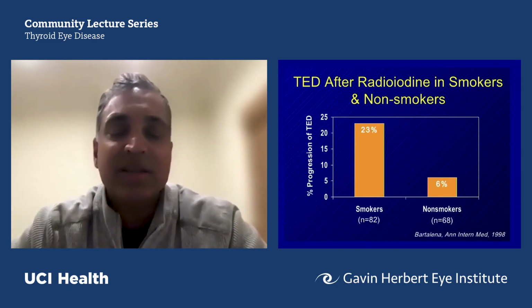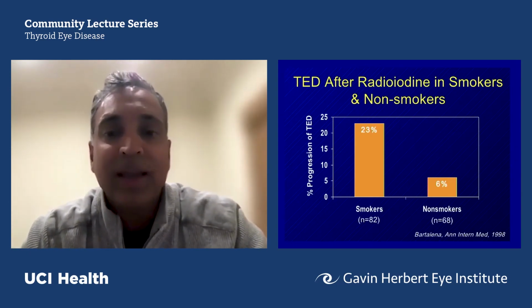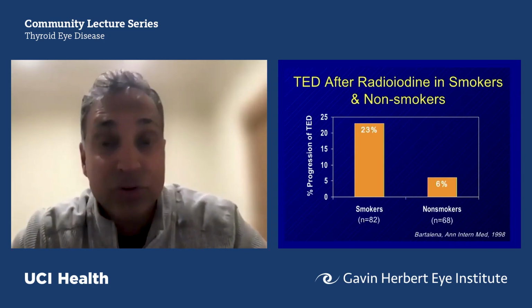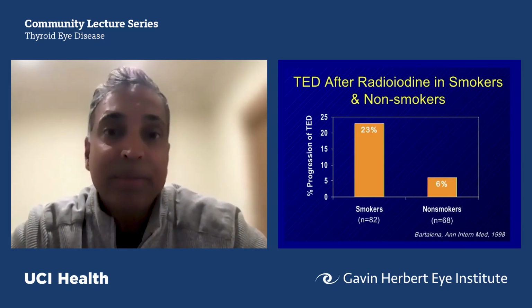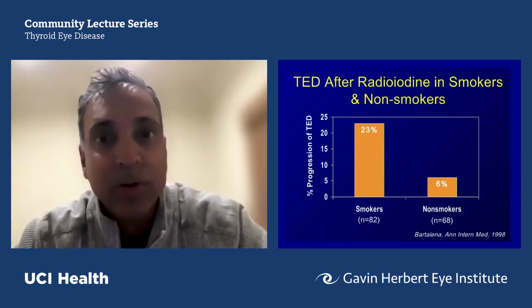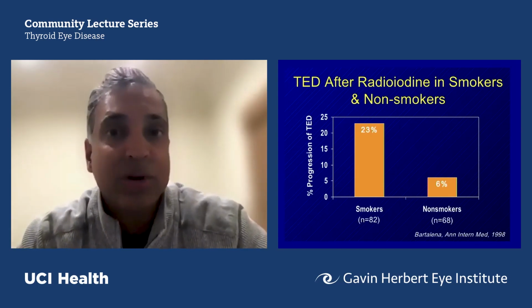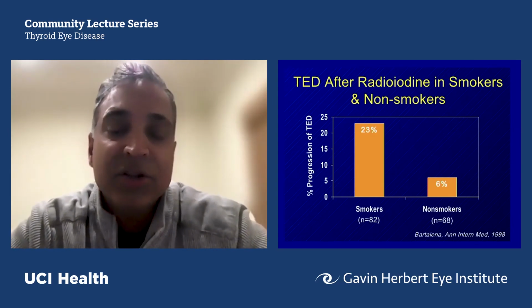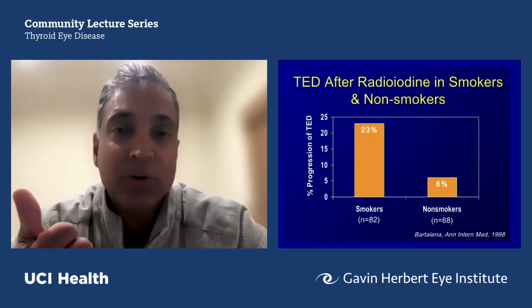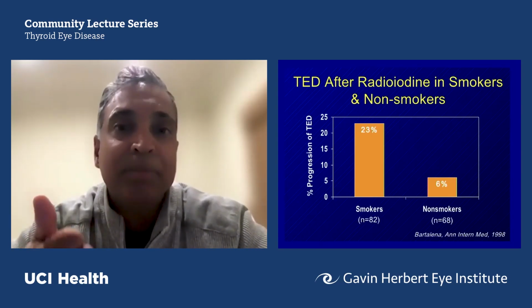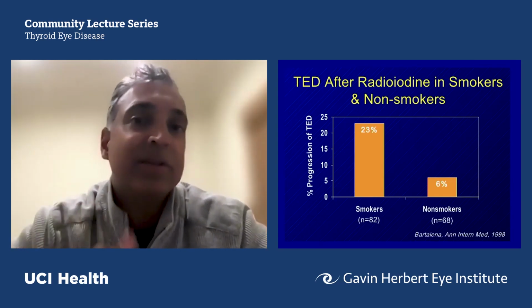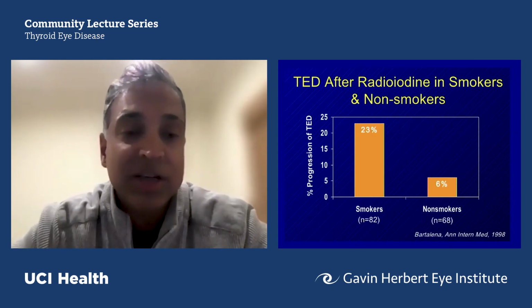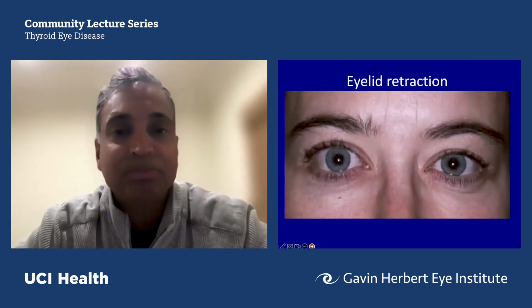So we take all of these things into consideration when looking at how to bring somebody under good control for their thyroid, taking into account their history of smoking and their presence or absence of thyroid eye disease. People who have thyroid eye disease shouldn't be smoking, and they probably shouldn't be having radioactive iodine, in particular if they're smokers. So those are some things to keep in mind.